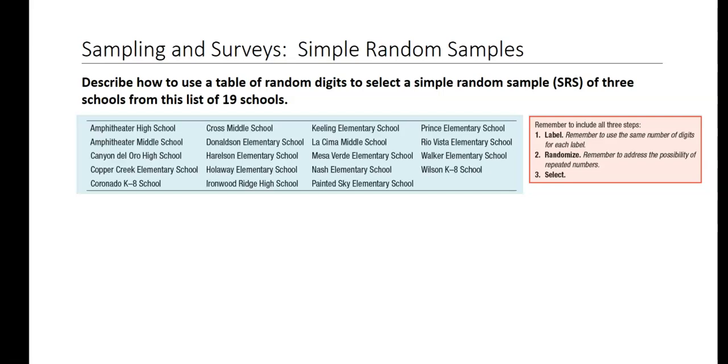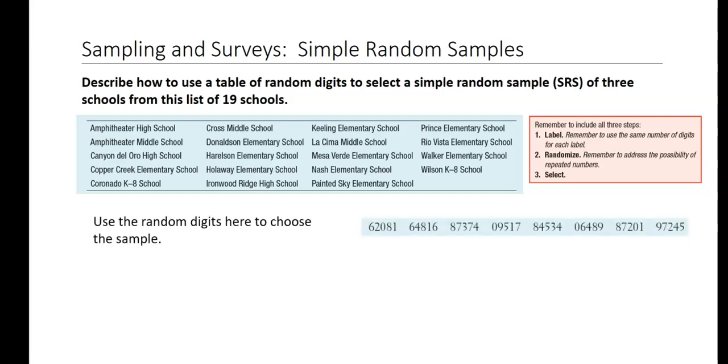Label them. Then we're going to randomize. So we're going to use a random table of digits here. So you might have to describe what you're going to do. Because there's as many as 19, that's a 2-digit number. I'm going to take 2-digit numbers, 2 at a time, from left to right, ignoring repeats, ignoring spaces, and try to get as many different unique numbers as I can. So you can see the first number there would be 62, right?